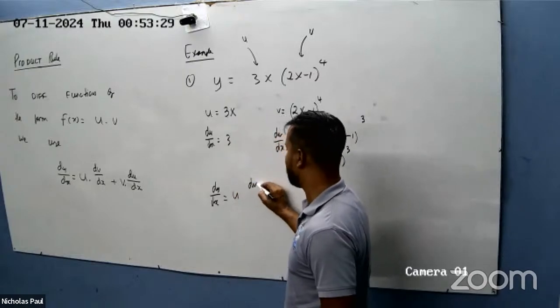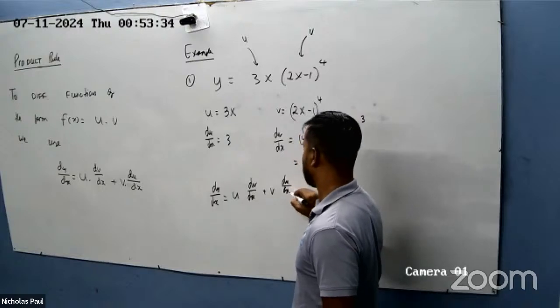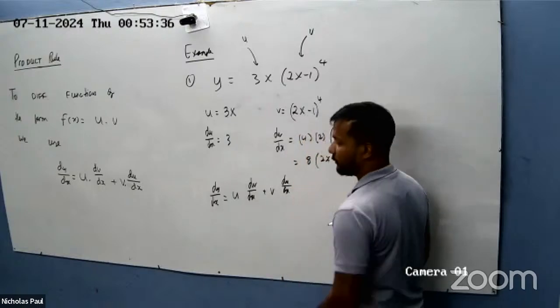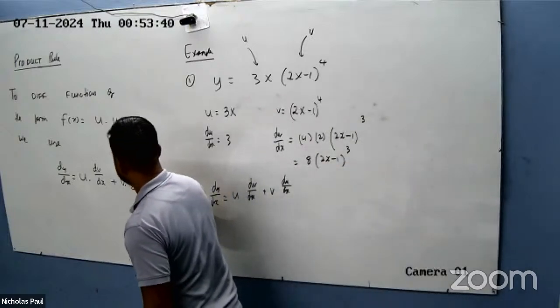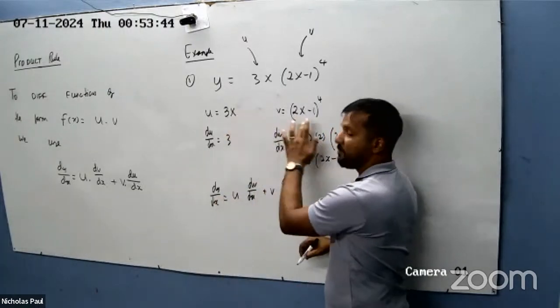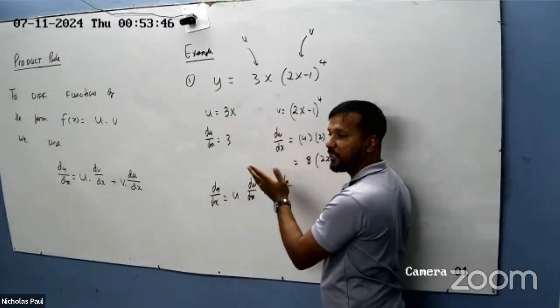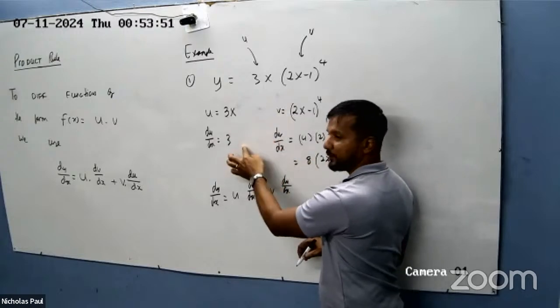U dv/dx plus V du/dx. That's a U, right? That's a U here. So if you write it just like me, if you write U here and V here and differentiate underneath, here's how we'll write the answer. This by this plus this by this.